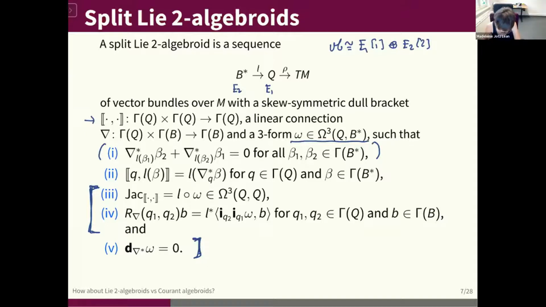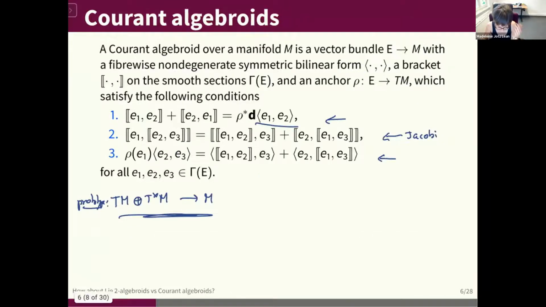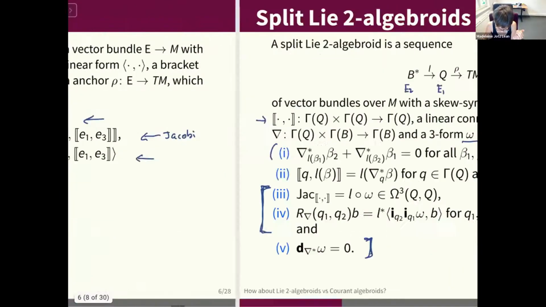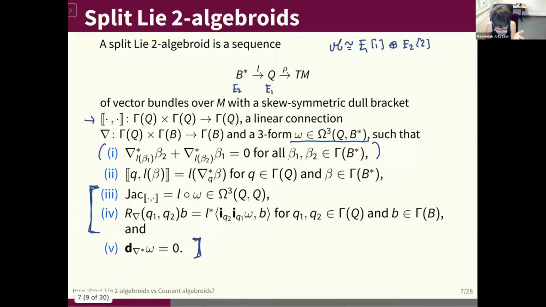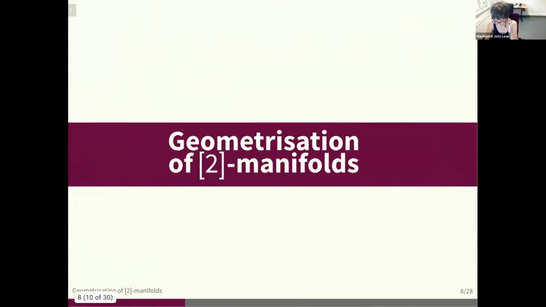Yeah, thank you. So a priori, the split Lie-2 algebroids and the Courant algebroids, I mean, there are some brackets, but they are really different types of brackets. So it's not clear at first sight how they fit together. Right. So in order to understand that, we're going to take one step back and forget about these homological vector fields and just look at the 2-manifolds and geometrize them as some structure.